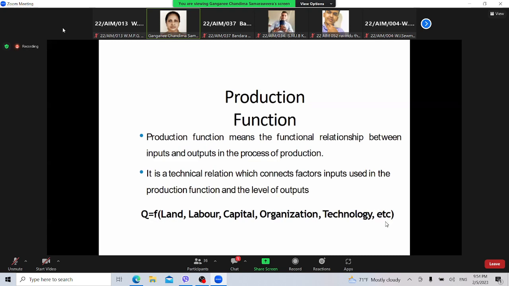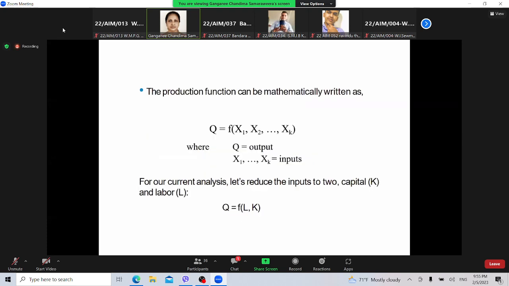Okay, your skills and your training may all contribute to a high yield in the production process. That's a technical relation which connects all factors used in the production process. So here you can see the equation. You can practice when I share this PPT with you.